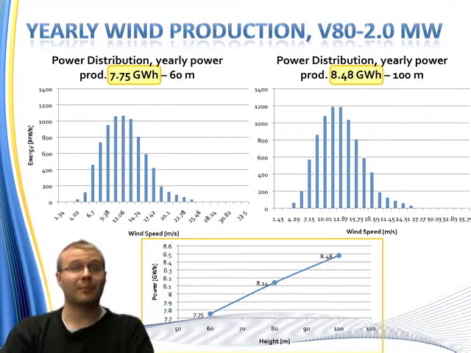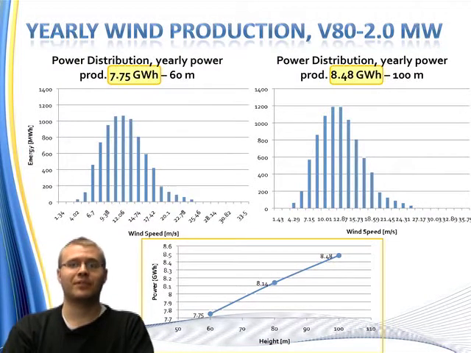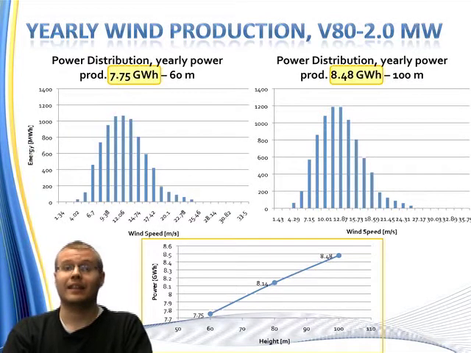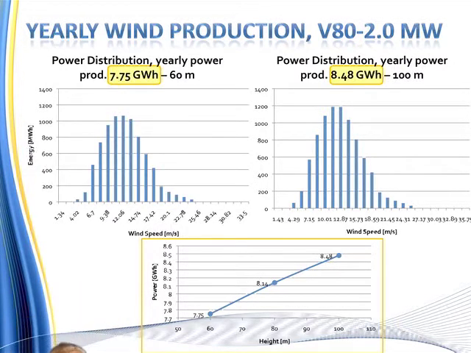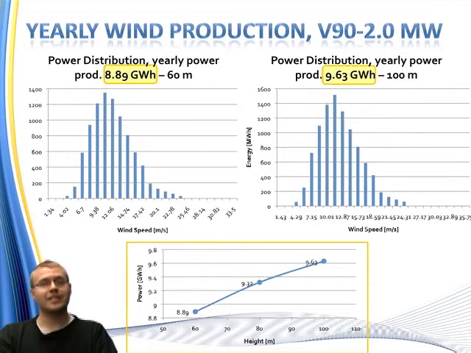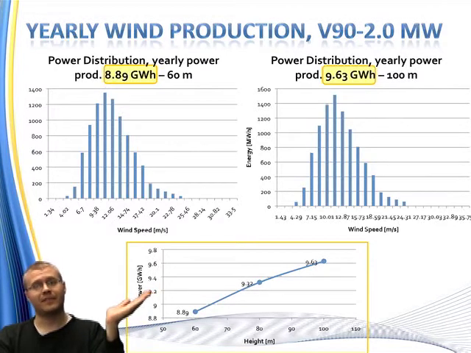Here we are comparing the yearly power distribution of the nacelle at 60 and 100 meters height. As one might expect, the power production grows with elevation as shown on the graph on the right. The situation is the same in the case of Vestas V90, as you can see from the graphs.